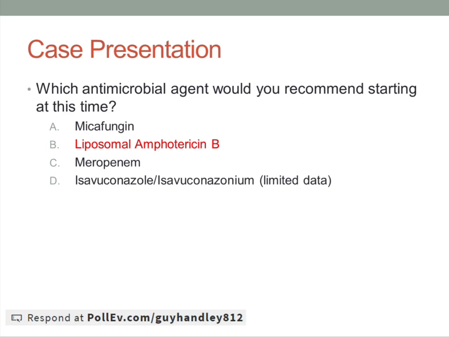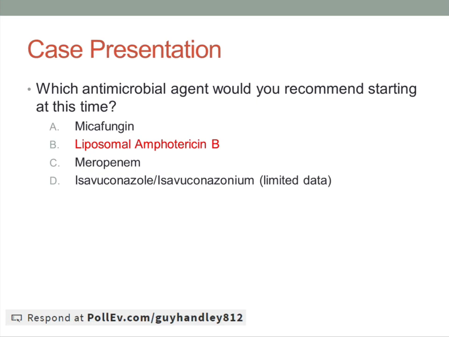so that's going to take away meropenem. If we're looking specifically at mucor species, you wouldn't want to use an echinocandin, so that's going to take off A, because they're not going to be reliably active against the organisms. And then you're left with B and D. For board purposes, B is still probably going to be the answer that they're going to ask you.